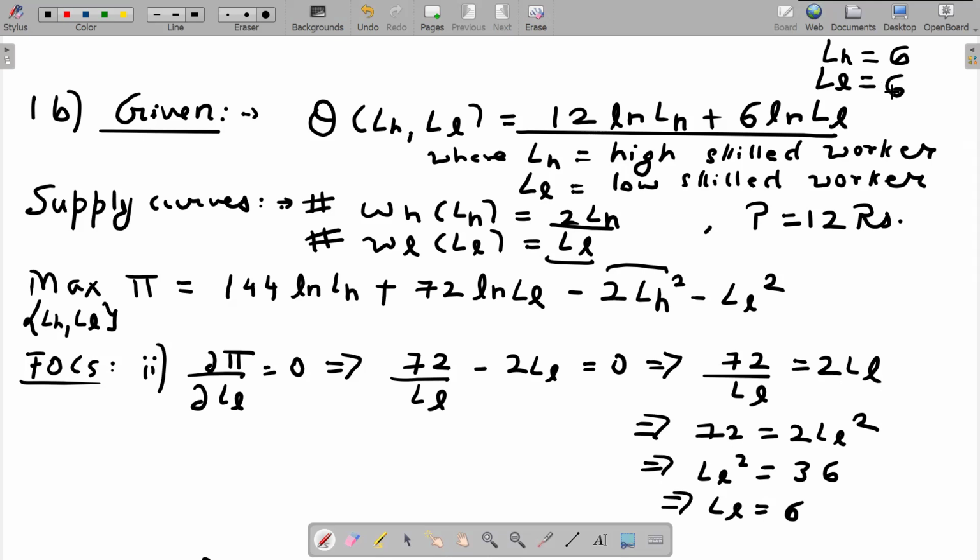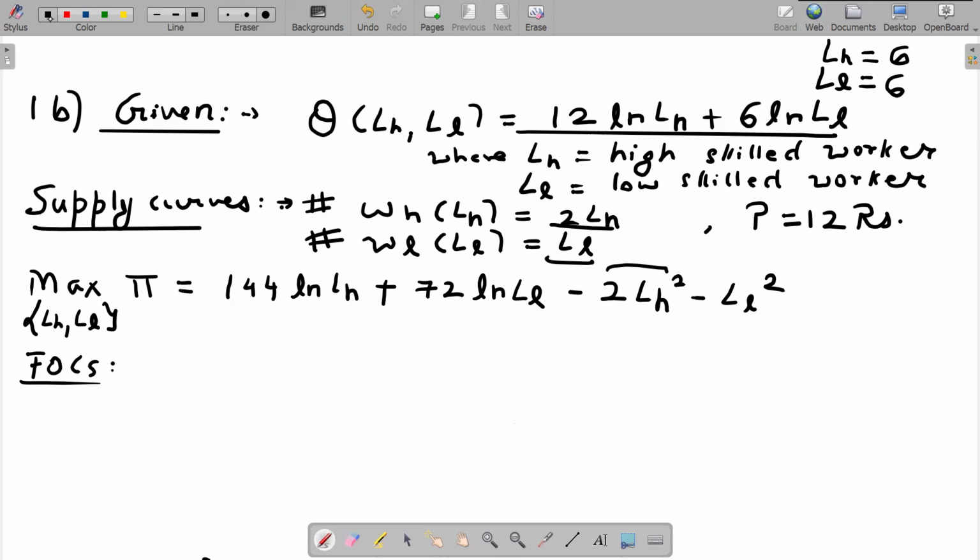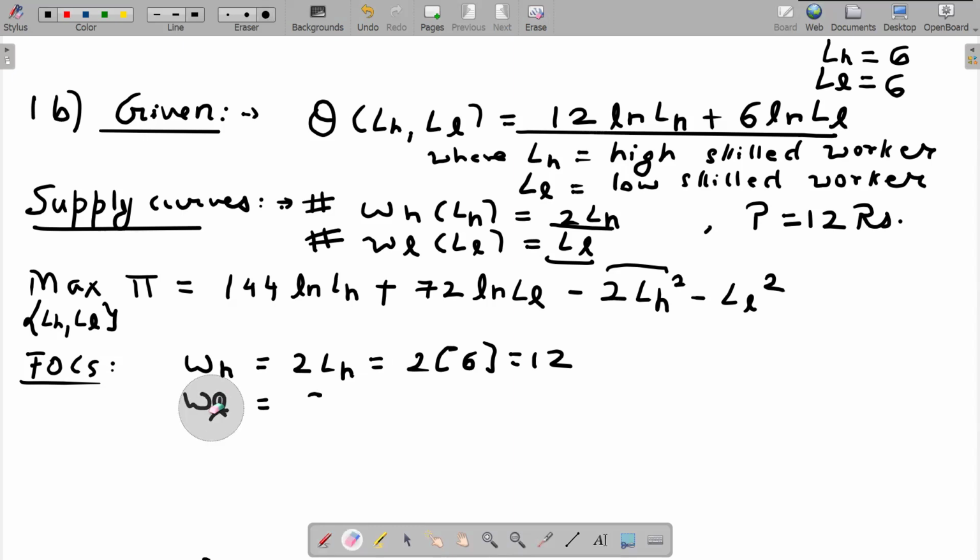Now, once you have got these values, I can calculate the supplies, WH and WL. That's very simple. Just substitute the values. So if I erase all this off, my WH comes out as 2 times LH. LH is 6. So 2 into 6 is 12. WL is just LL. Let me write this clearly. LL is nothing but 6. These are my supplies of high skilled and low skilled workers, respectively.